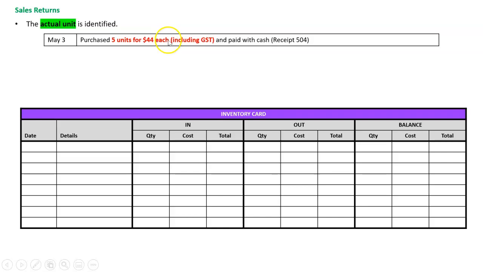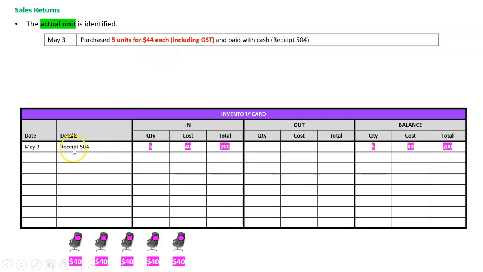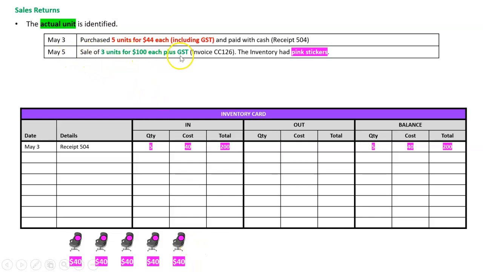May the 3rd, purchased 5 units for $44 each, including GST, and paid with cash, receipt 504. So we get the GST out, divide by 1.1. We've got 5 units in on May the 3rd, receipt 504, 5 units in at $40 each for $200 as a total, and that's our balance. We're going to put pink stickers on those boxes so we can identify those $40 units later on. On May the 5th, we sell 3 units for $100 each plus GST on this invoice number. The inventory had pink stickers, so this is going to be an out. We've got May the 5th, invoice CC126, 3 units out. They each had pink stickers, so they're $40 each for a total of $120. That should leave us these two here at $40 each for a total of $80.